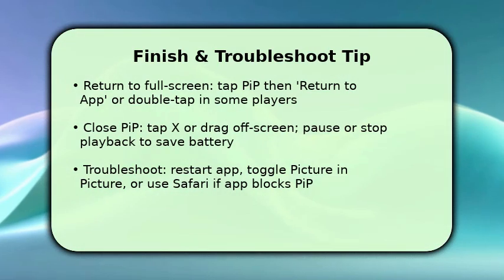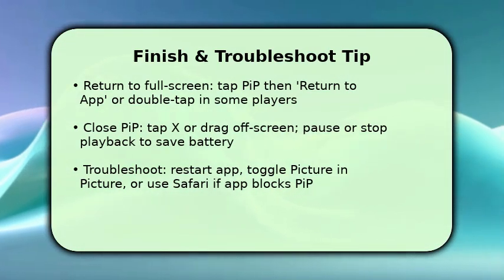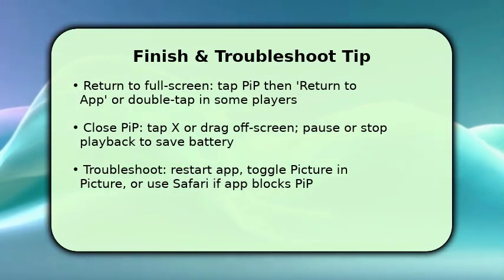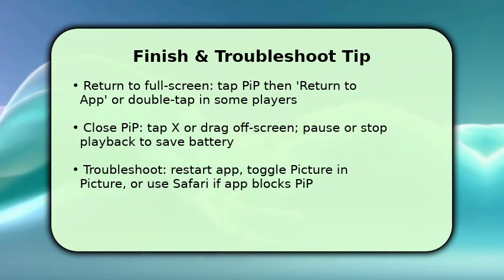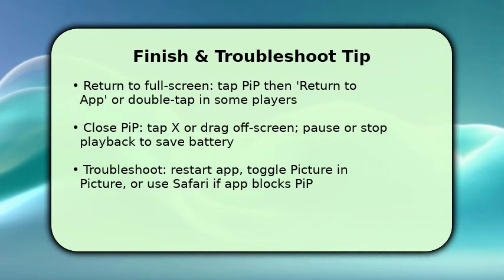To finish, tap the PiP window and choose Return to App for full screen viewing or drag it to a corner and tap X to close. If you want audio only, pause the video to save battery.